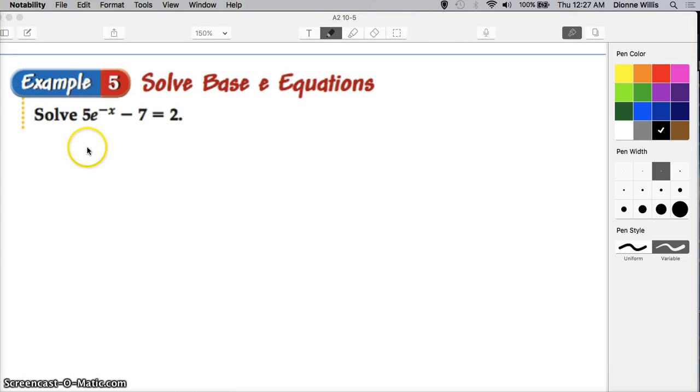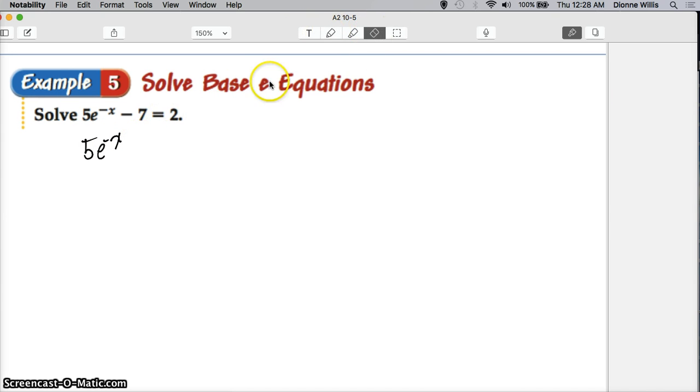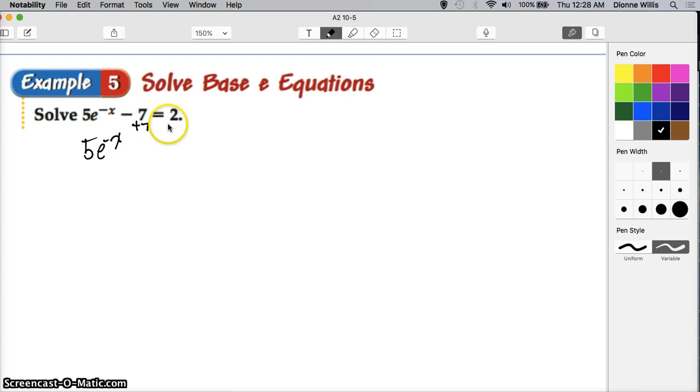So now we get to have fun using base e and solving equations. So what we're going to do is isolate this part of the problem. So I'm going to have my 5e to the negative x power minus 7. Well, let's move the minus 7 over to the other side. So if I do that, I'm going to add 7 to both sides, and it'll be equal to 9. Further isolating e to the negative x power, I'm going to divide both sides by 5, and I'm going to get 9/5.